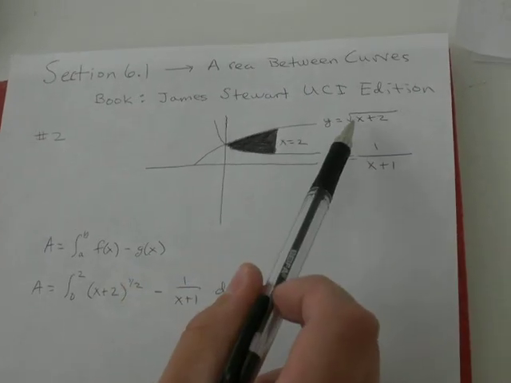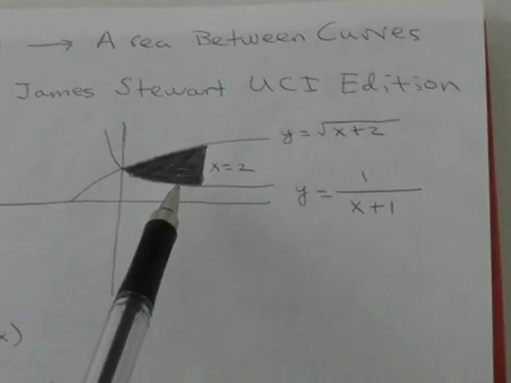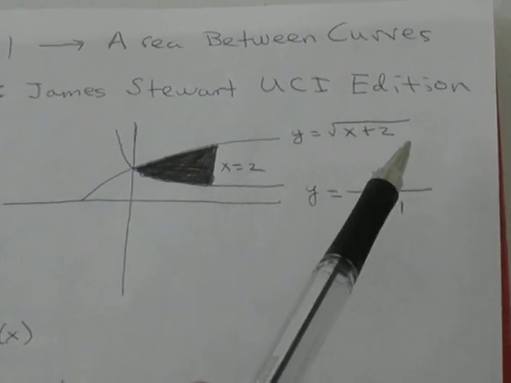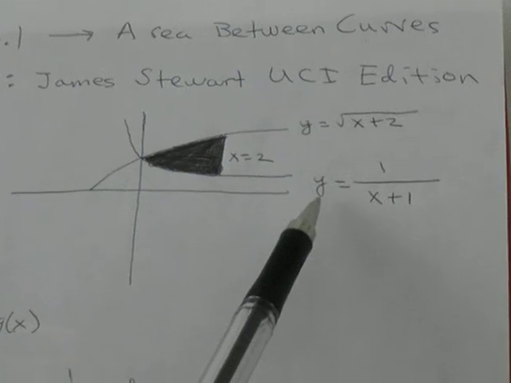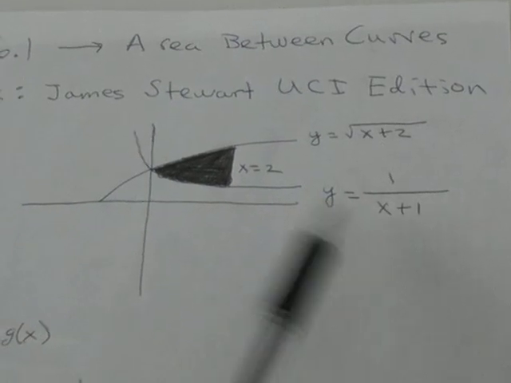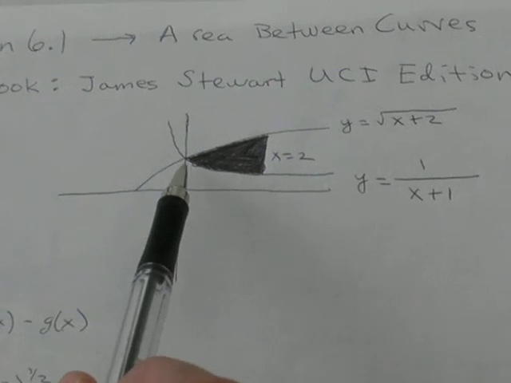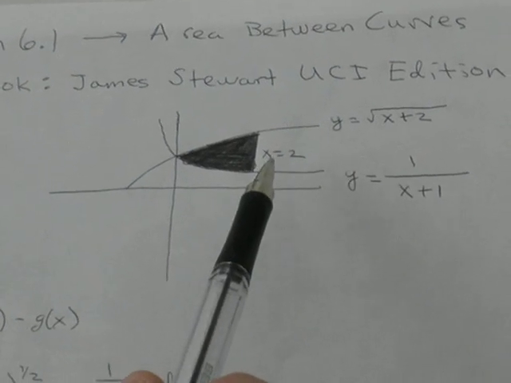It already gives us the graph; I already drew it out for us. The top function is y equals root of x plus 2, and the bottom one is y equals 1 over x plus 1. It gives us the bounds as well, and we're going from x equals 0 to x equals 2.